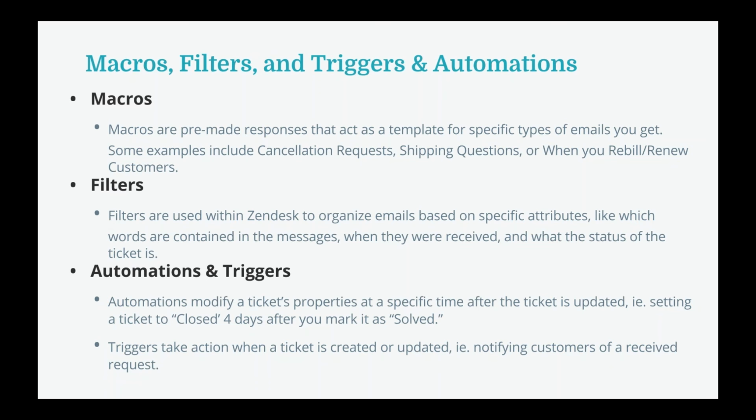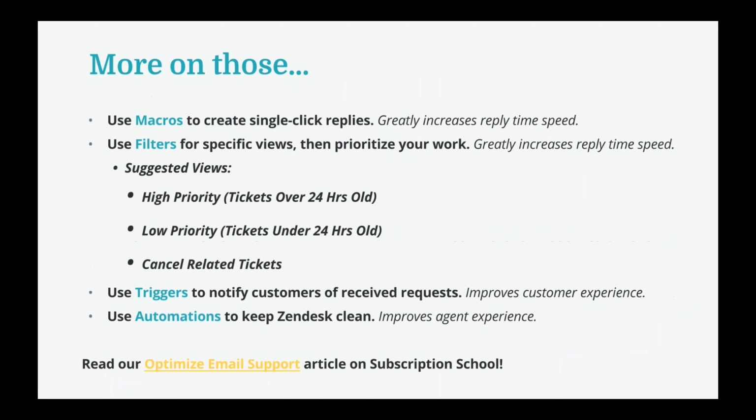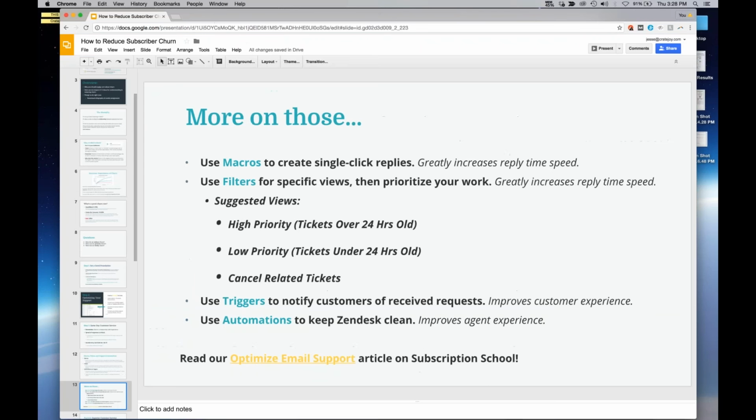Macros are one of the biggest ways. Like I just said, the pre-canned responses, having something that's automatically filled out. Filters are basically like what I just described with the folders. They are pre-sorted emails or tickets. So when something comes in with the word cancel in it, it will filter it to a specific view. Other things that are cool about Zendesk are triggers and automations. So you can have an immediate email go out as soon as somebody emails you.